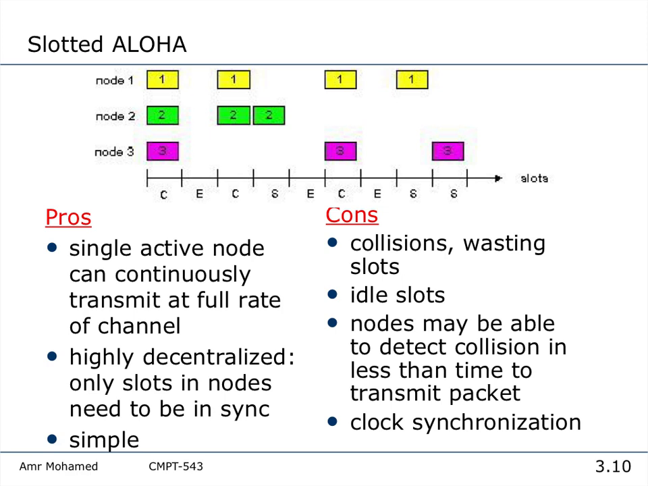So for slotted Aloha, a single active node can continuously transmit at the full rate of the channel. If there are two nodes, then it's a problem. And it's highly decentralized, in the sense that I don't need any arbitrator in that case. All I need is just synchronization. And we know how to do synchronization in a decentralized way. There are some approaches to do this, even with clock drift and everything. But I don't have to have an arbitrator to dictate who will send in this slot. Anyone can send in any slot. So in that case, it's very simple and very aggressive in accessing the channel.